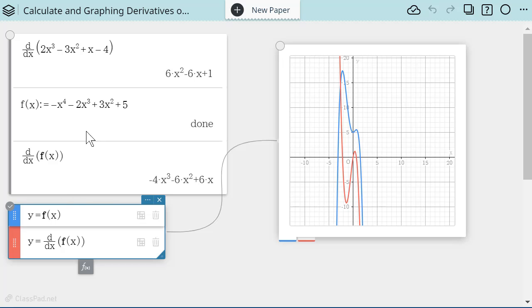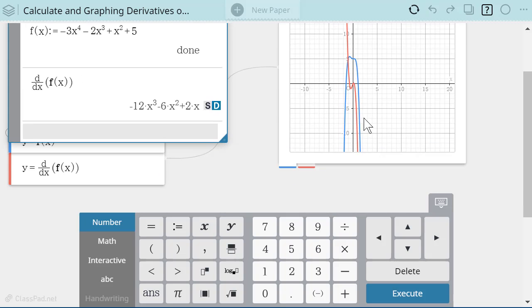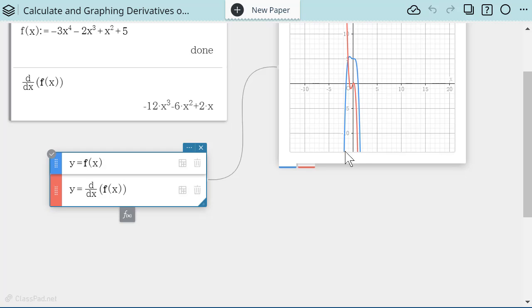And what I really like is if you change the function, so let's say we go up to the original f of x and change some of it so that it's now a different function. Watch what happens. It changes not only the graph of the function, but all the derivatives in all the different places, because everything is connected.